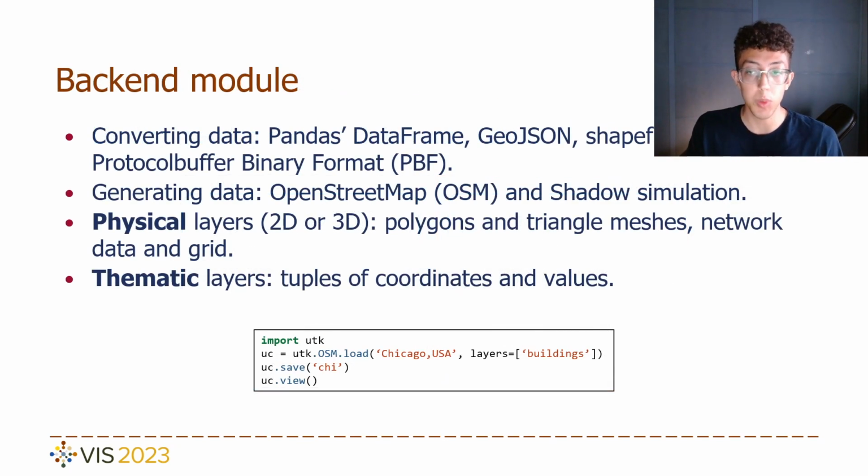The back-end is responsible for loading and converting the data provided by the user from a variety of well-known formats so it can be manipulated by UTK. Also, data can be downloaded from OpenStreetMap or obtained through shadow simulation. The output format of those layers depends on their types. So physical layers can be polygons, triangle meshes, network data, and grids. The thematic layers are tuples of coordinates and values.